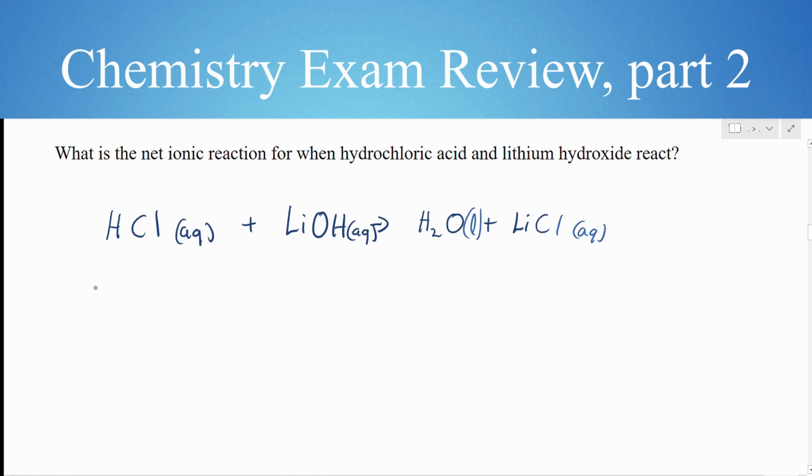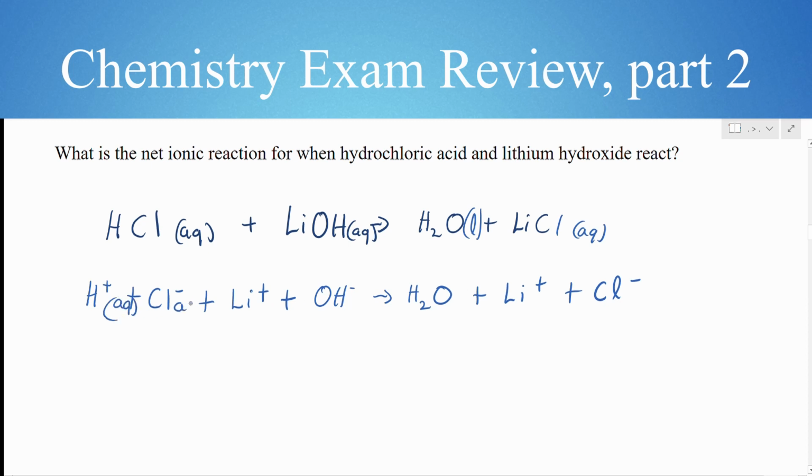Alright, so we know that in the solution, we're going to have on the left side H+ Cl- plus Li+ added to OH- to yield H2O. We're going to keep H2O together because, as you know, just liquid water is not going to dissolve in liquid water. Okay, it's just going to stay the same. Plus lithium plus added to chlorine minus. Okay, and these, the ones that are separated into ions, are going to have the little aq.